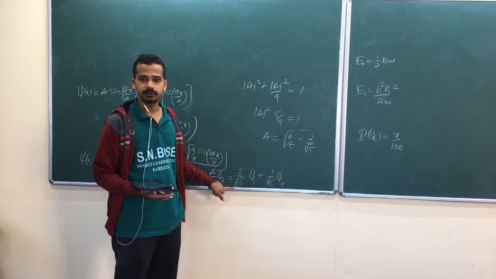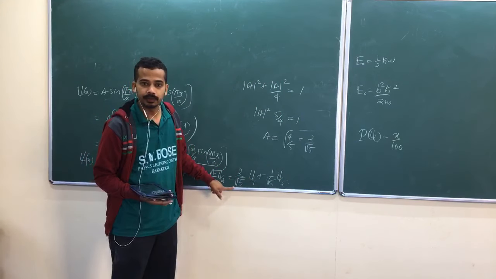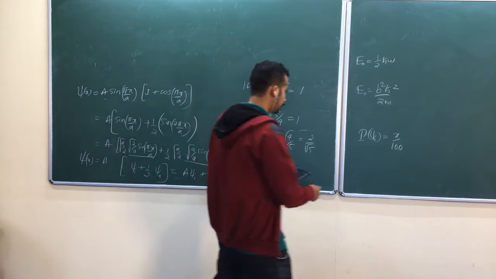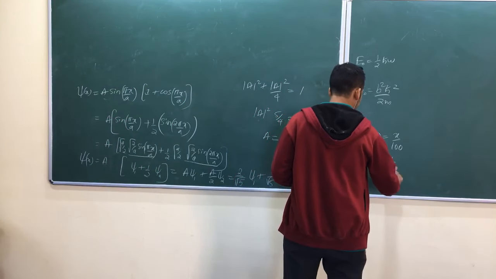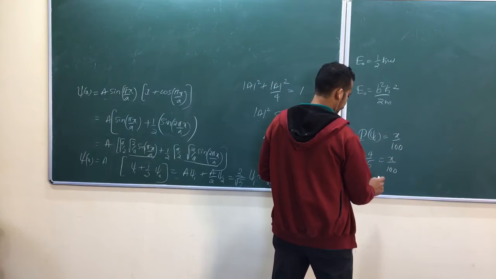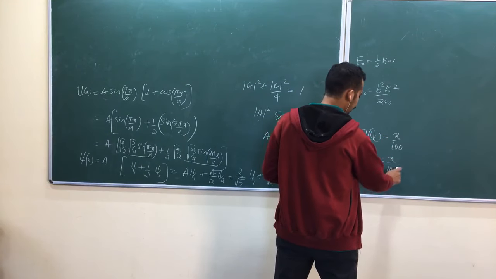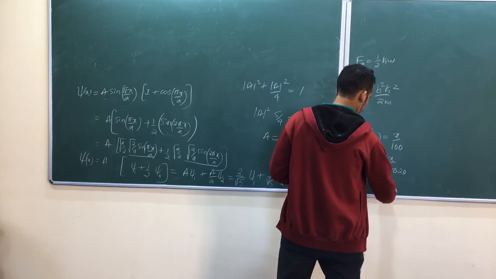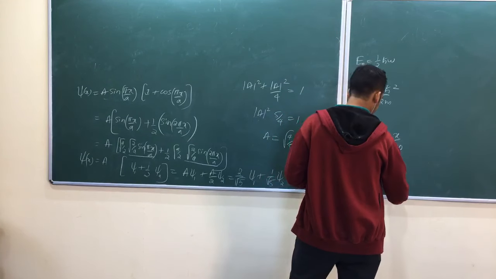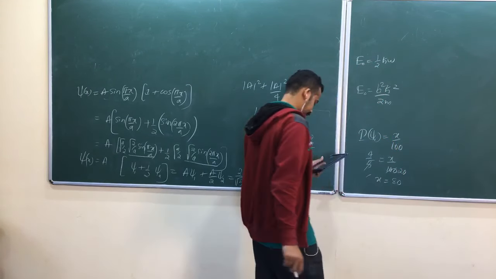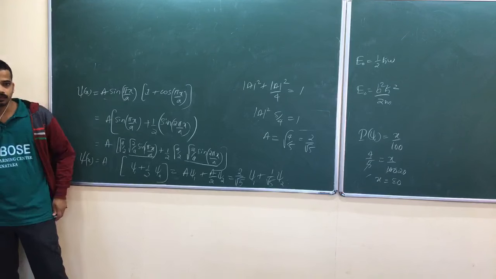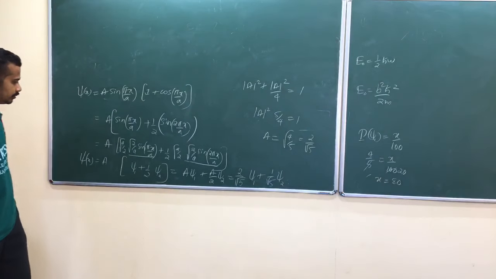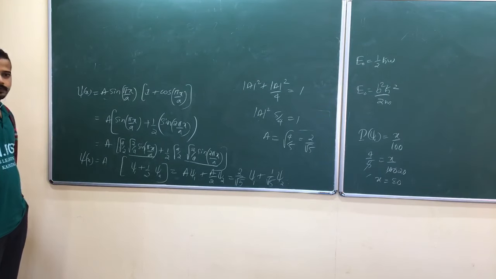Mod square of this one. Are you getting my point? Mod square of this one. What is mod square? 4 by 5 is equal to x by 100. So x is 80. You put that answer 80. See the question again. Are you getting my point?